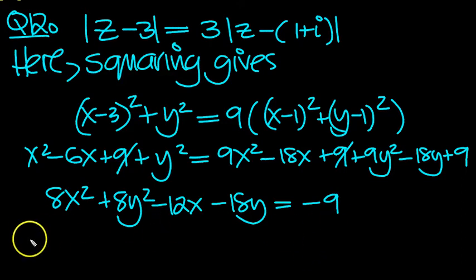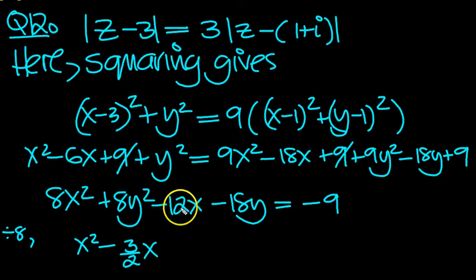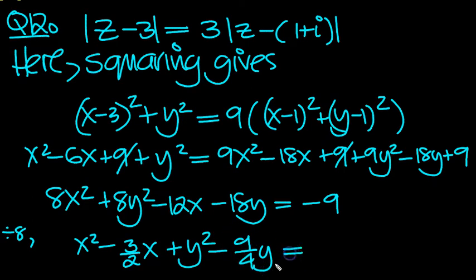Divide by 8 all the way through, and that gives x squared. And I'll write this term second. Minus 12 over 8 is minus 6 over 4, which is minus 3 over 2. So 12 divided by 4 is 3. 8 divided by 4 is 2, so that's fine. So that's the x. Plus y squared. Minus 18 over 8, we're dividing by 8 all the way through, is minus 9 over 4 y. Equal to minus 9.